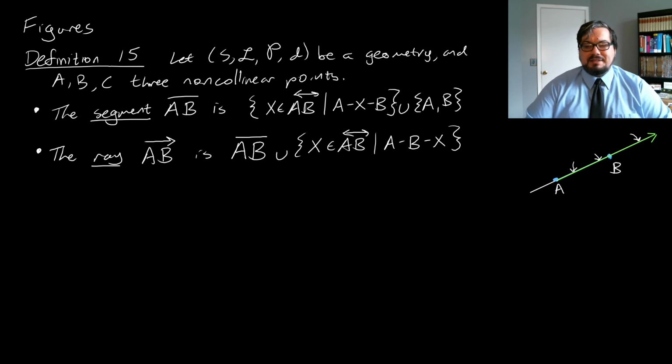So the ray AB is the point A, the point B, everything in between them, and then all the points X such that B is between A and X. And that's how we would define that ray.